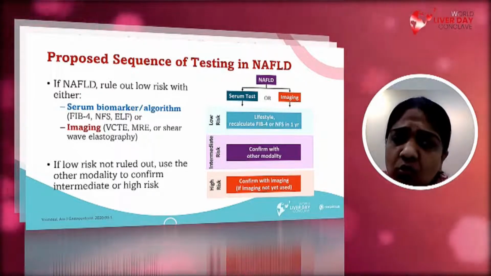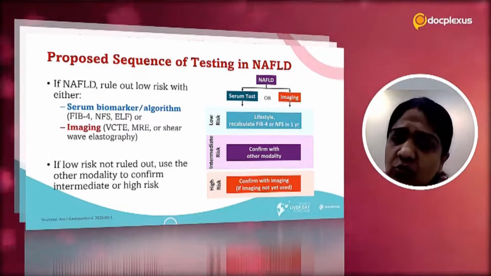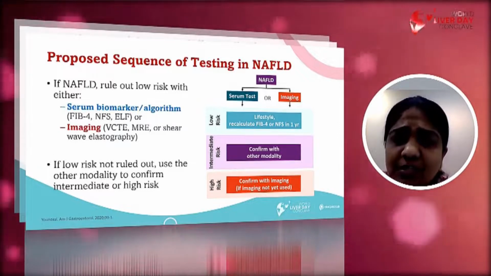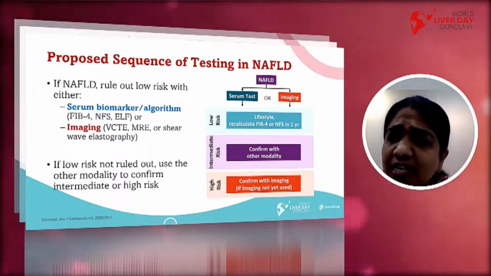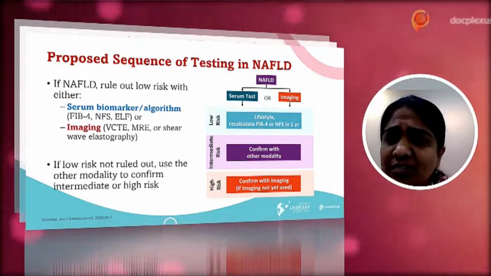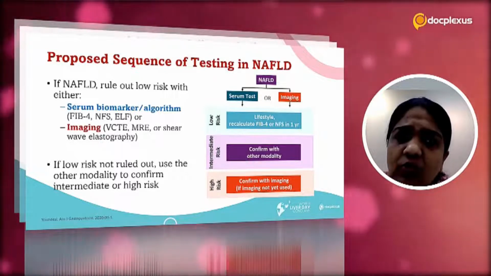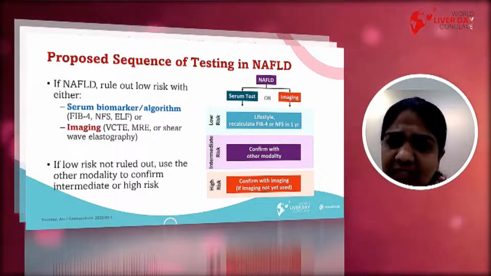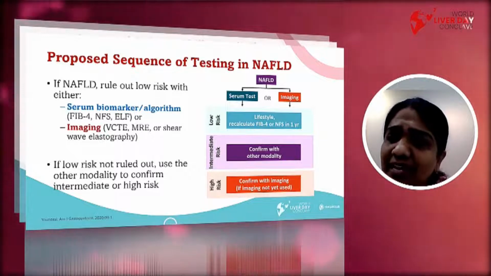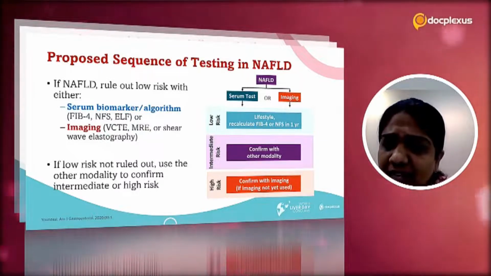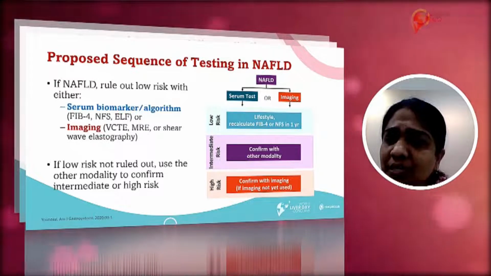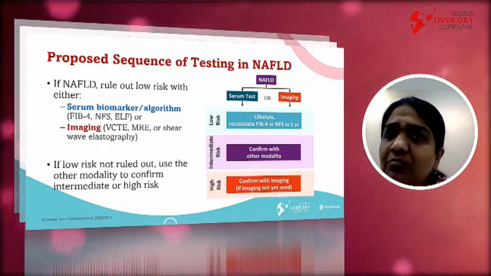If in the low risk group the patient is ruled out to have NAFLD, the story ends. If the patient is still at high suspicion of NAFLD, and we have done a serum test, we go ahead with the imaging modality and confirm by imaging. And in high risk, again, we confirm with imaging if imaging was not done previously.